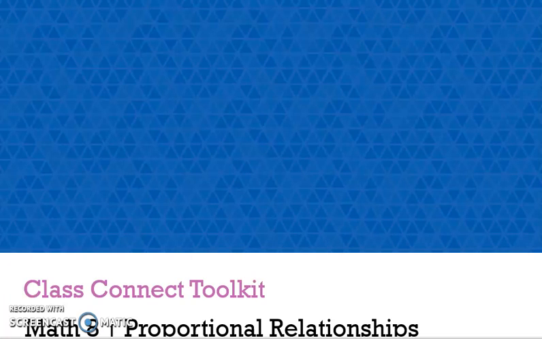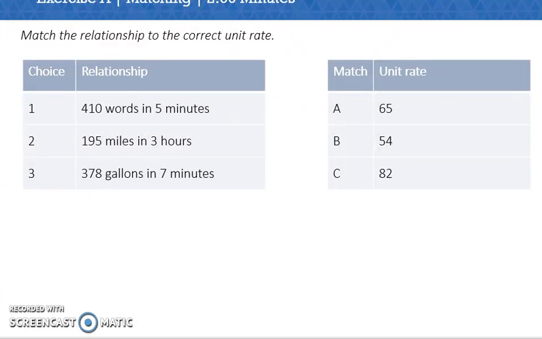Hello, hello, hello. We are going to be taking a look at some additional examples for 3.04 proportional relationships. So let's go ahead and get started. It says match the relationship to the correct unit rate.